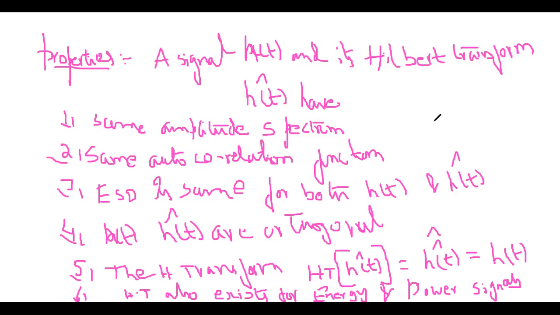You take the screenshots or you can take the notes, my dear students. A signal h of t and its Hilbert transform h cap of t have the same amplitude spectrum, same autocorrelation function, and energy spectral density is the same for both h of t and h of t cap, and h of t and h cap t are orthogonal. The Hilbert transform of the Hilbert transform is the original function h of t, and as the Fourier transform exists for energy and power signals, the Hilbert transform also exists for energy and power signals.